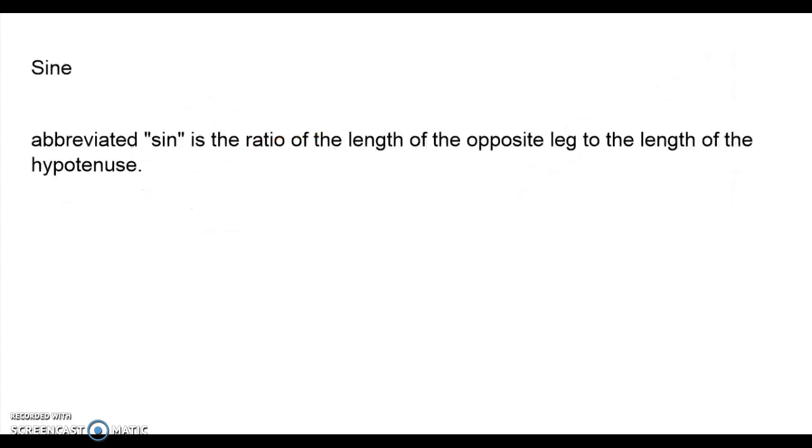Sine, cosine, and tangent are three words that maybe you've seen. You've probably even seen them on your calculator. Sine is abbreviated S-I-N, but we never call it sin. It's sine, like a stop sign. It's the ratio of the opposite leg and the hypotenuse. I would write that down: sine is always associated with the opposite leg and the hypotenuse.